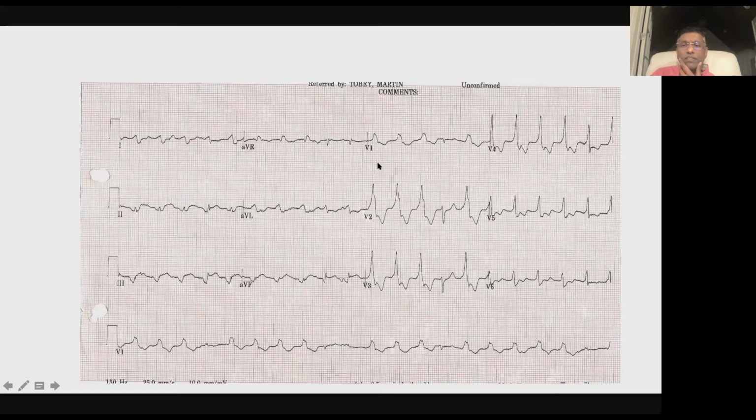Remember, we looked at V1 to decide, is this a right bundle or a left bundle morphology? Whoever the volunteer is can continue. Is this a right or a left bundle here? Right bundle morphology. Typical or atypical? A normal looking right bundle or a little odd looking?